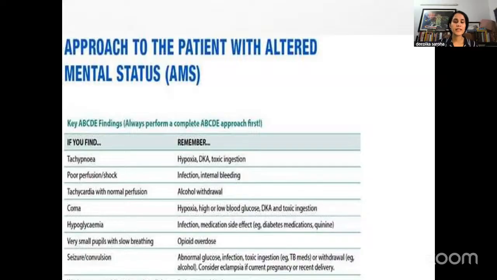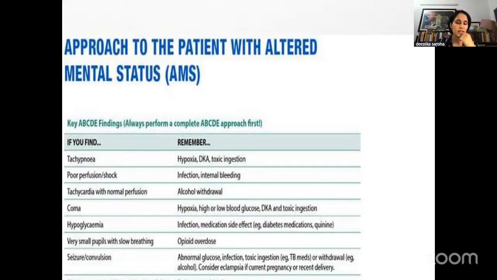If there is a tachycardia and normal perfusion, look for alcohol withdrawal. Patients who are in coma, look for hypoxia, high or low blood glucose level, diabetic ketoacidosis, or toxic ingestions. Hypoglycemia, always think about infection, some medication side effects such as oral anti-diabetic drugs, or even quinine can present with hypoglycemia. Small pupil, pinpoint pupil with slow, shallow breathing will help you keep opioid overdose as the diagnosis.